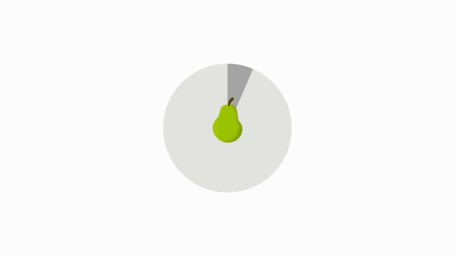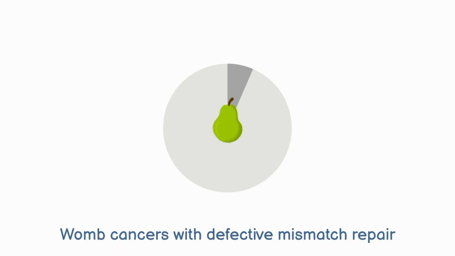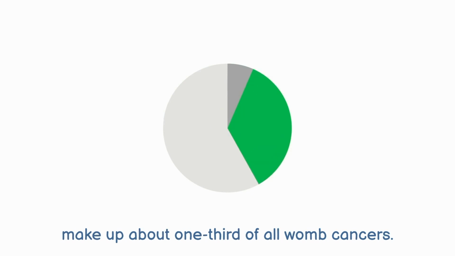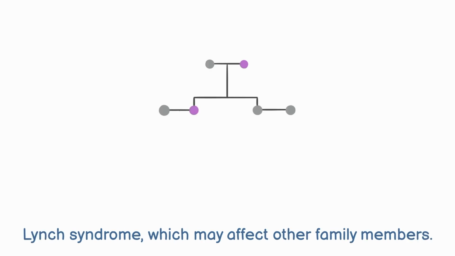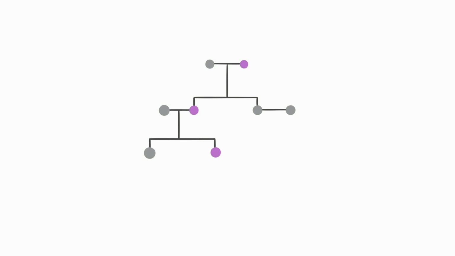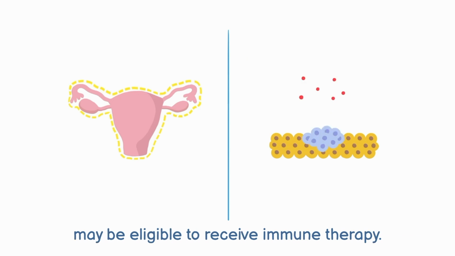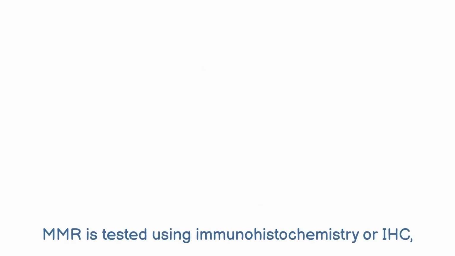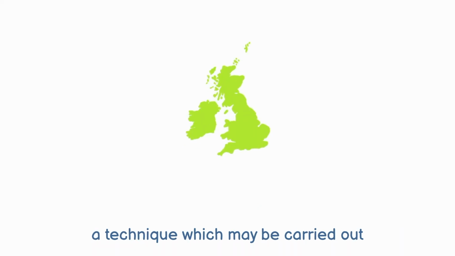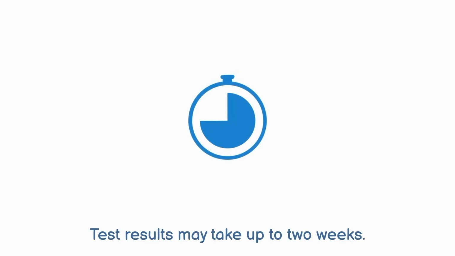MMR. MMR stands for mismatch repair. Womb cancers with defective mismatch repair make up about 1/3 of all womb cancers. A small proportion of these may be due to Lynch syndrome, which may affect other family members. These cancers respond well to different treatments and may be eligible to receive immune therapy. MMR is tested using immunohistochemistry, or IHC, a technique which may be carried out in a local or regional laboratory. Test results may take up to 2 weeks.